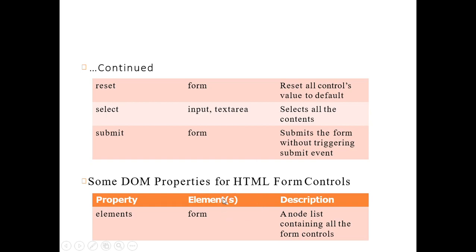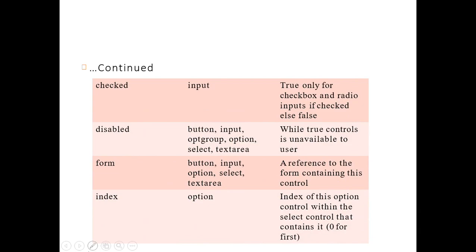Now some DOM properties for the HTML form control. What are the DOM properties? First property is elements. Elements is applied on the form only. A node list containing all the form controls. Basically the elements is a node list that contains all the form controls. Whatever form control can be present there, all of it will be constituted in the elements only. Next is checked.